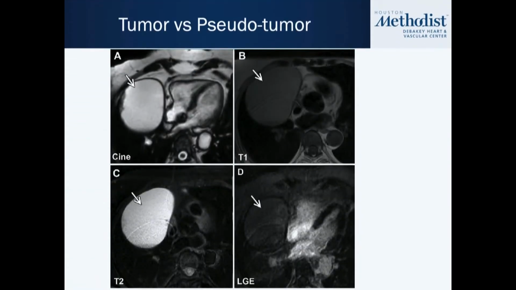This is another structure. Is it tumor or a pseudo-tumor? Again, on the first upper left, we have cine imaging. We have this round, well-circumscribed structure over there. T1 on panel B, dark. Panel C is T2, bright. Again, T2 means edema, means fluid. And then late gadolinium enhancement on panel D, you have zero, none. So we can guess from this immediately, based on this imaging and based on the location, which is at the RA-RV junction, that it is most likely a pericardial cyst.